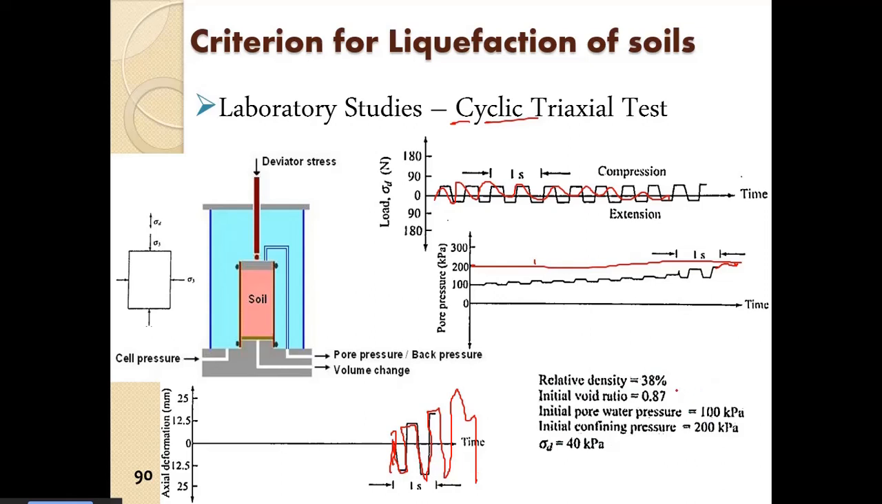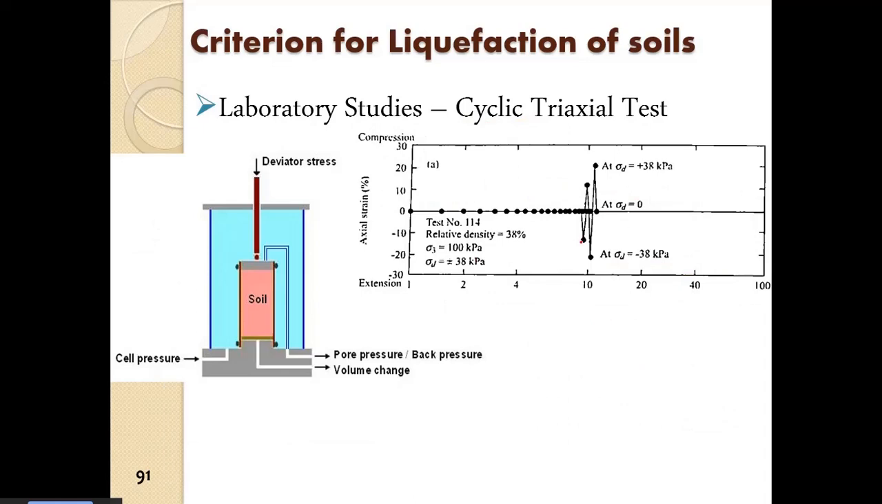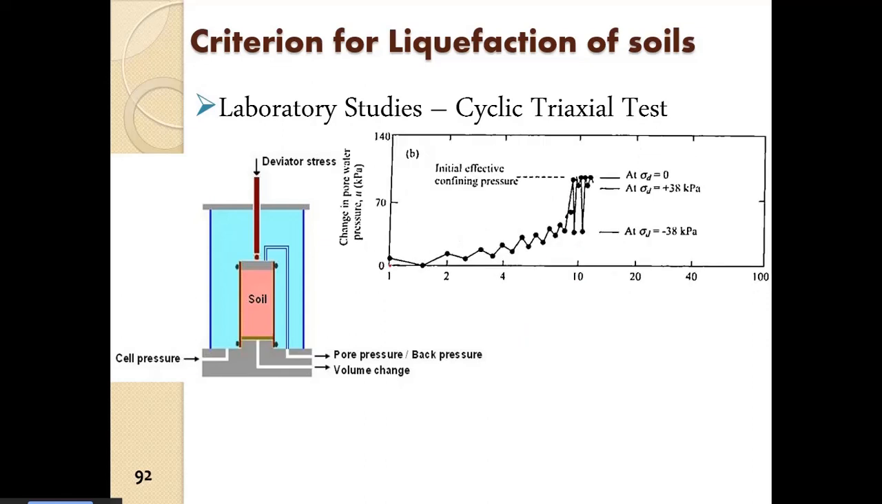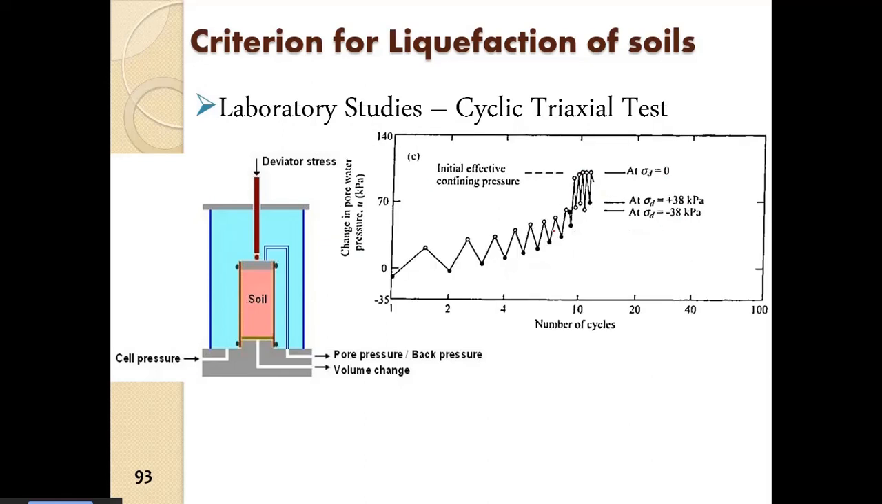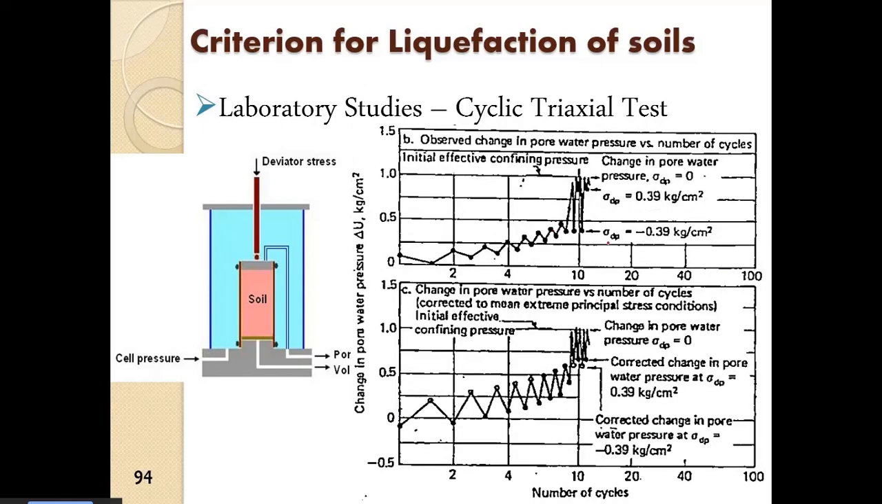The initial void ratio of the sample was 0.87, so the relative density was 38%, so the sample can be considered to be a loose sand. Here we see the axial strain only developing after a certain number of cycles. Ultimately the effective confinement was nullified by the pore water pressure, and then a significant amount of strains occurred at that moment.